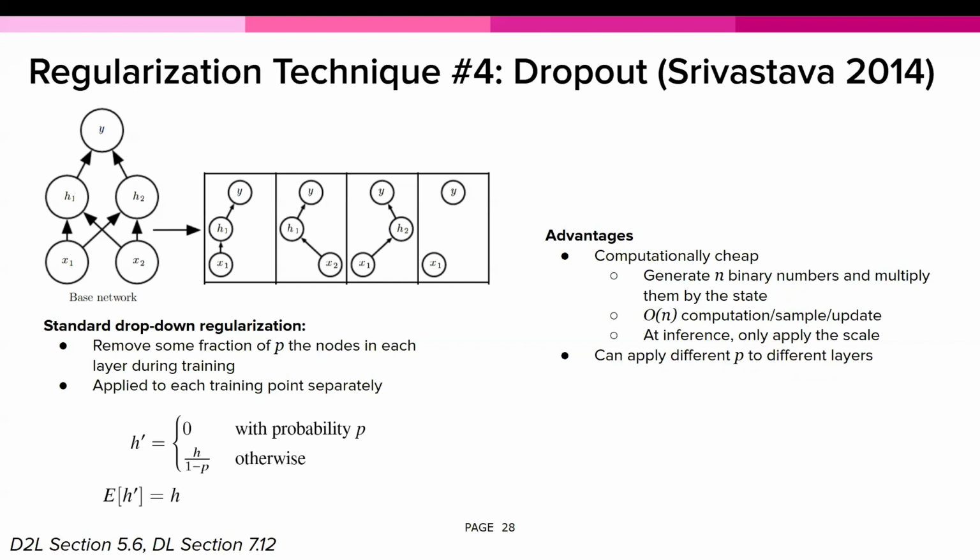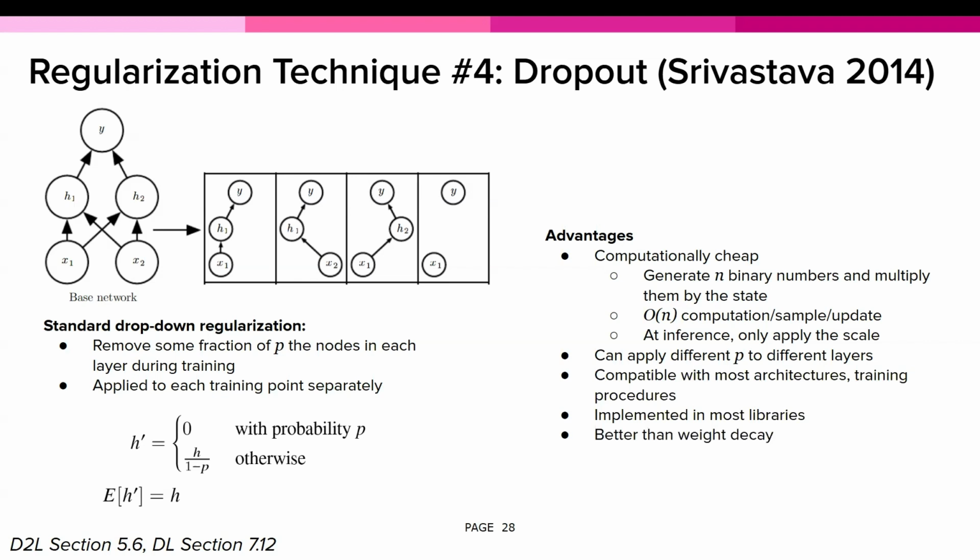Like I said, it's also got some flexibility because you can apply different probabilities to different layers, which might be desirable for certain types of tasks. And it's also compatible with most architectures and training procedures. So it's a very general regularization technique. And because it's so advantageous, you can find it in most deep learning libraries. And apparently, Srivastava has shown an improvement of dropout over weight decay.